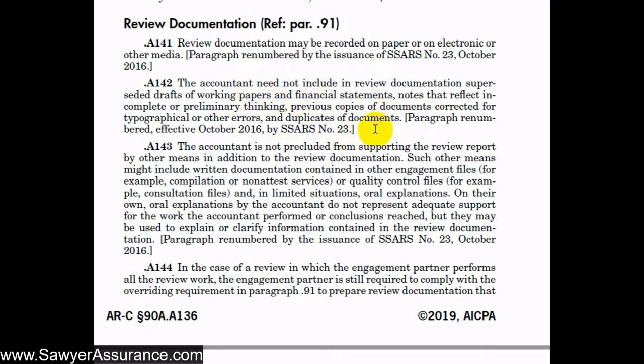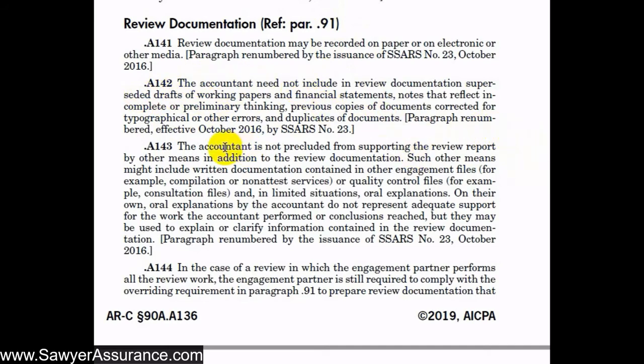We need to include our final memo summary or only the documents that are necessary to convey all of the points that we just discussed above. And we don't have to show drafts of work papers that we corrected or replaced later on. We can delete those old ones and just keep the new correct ones.